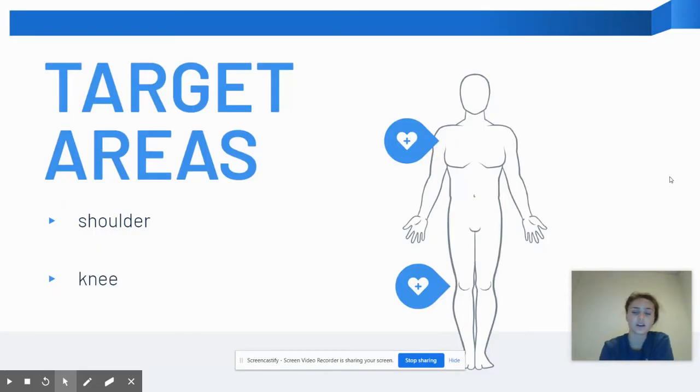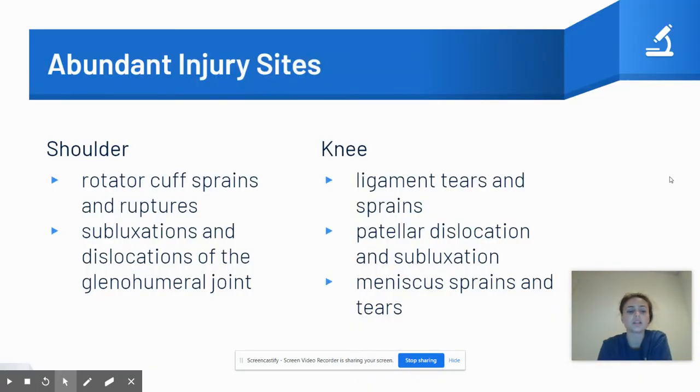The target areas that we will be focusing on in this presentation and throughout my project are the shoulder and the knee because they are the most commonly injured in basketball. In the shoulder, the most abundant injuries are the rotator cuff with sprains and ruptures, and there are also subluxations and dislocations of the glenohumeral joint from landing, arms being pulled, and also just getting caught in weird positions when shooting and other issues like that.